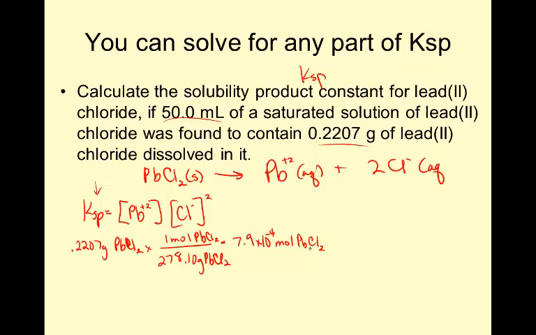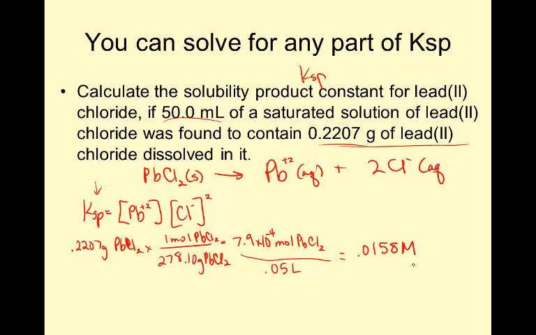Well, here's what I want you to realize. If this much lead chloride goes in and it saturates the solution, then the concentration of the lead chloride would be 7.9 times 10 to the negative 4th divided by 0.050 liters, because I need molarity, and that gives me 0.0158 molar of lead 2 chloride.